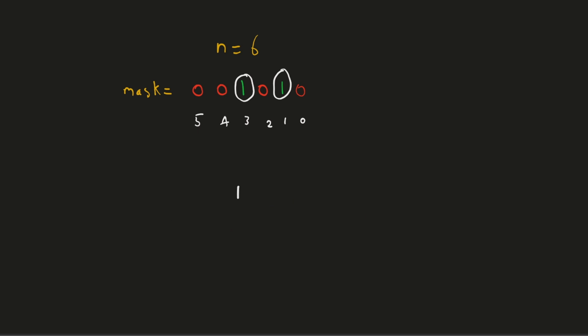Or alternatively, we could left shift 1 by i bits and then AND it with the mask. This would result in either 0, which means the bit is not set, or if there is any other value, that means the bit is set.